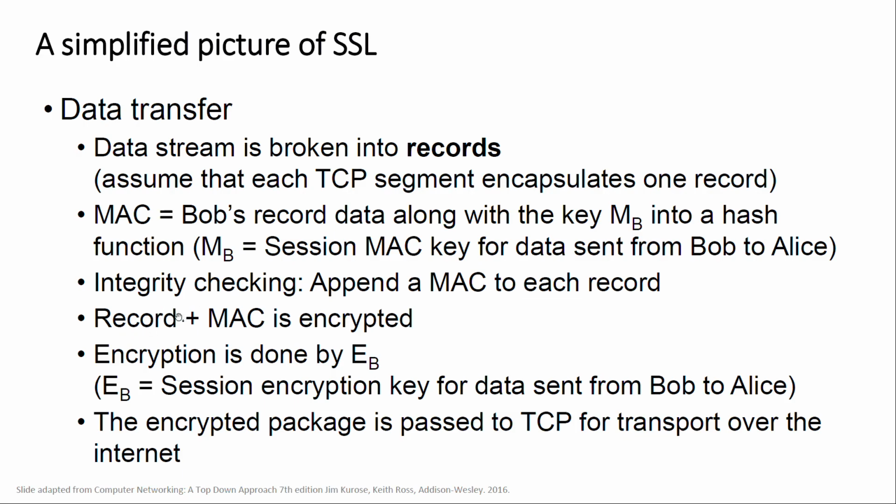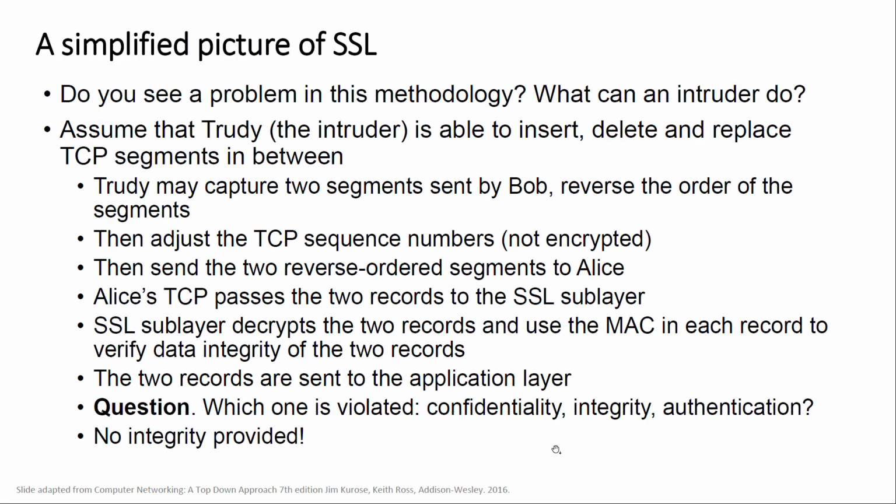So you have the record, then the MAC appended to it, then you encrypt both of them. Encryption is done by the encryption key of Bob, probably using AES. The encrypted package is passed to TCP for transport over the internet. So it looks good at this point, but there's actually a problem.